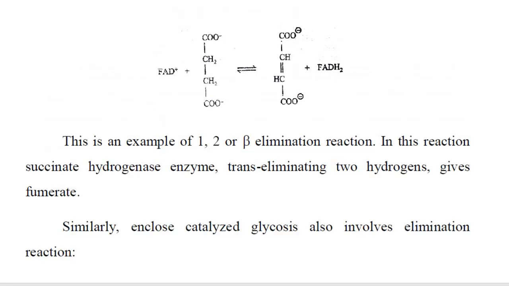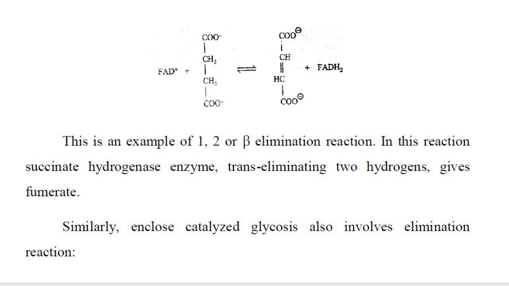So my friends, you can see FAD+ and the molecule containing COOH groups is converted into FADH2. Where are the two hydrogens coming from? So, formation of a double bond. This happens in the biological process. This is an example of a 1,2 or beta elimination reaction. In this reaction, succinate dehydrogenase enzyme trans-eliminates 2 hydrogens to give fumarate.